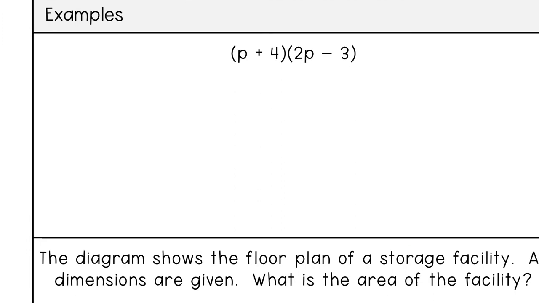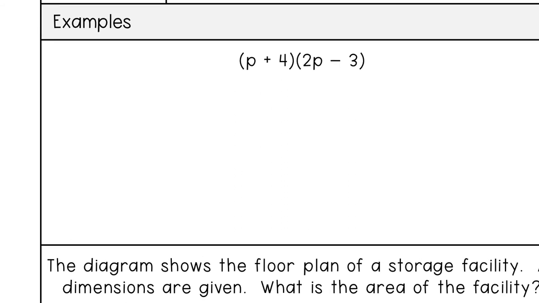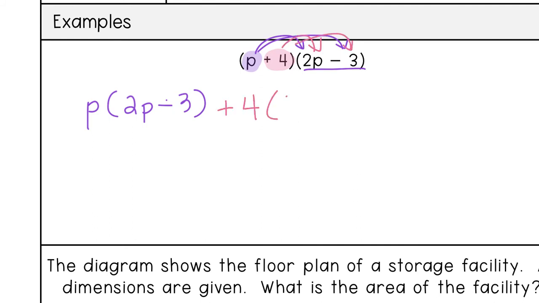Okay, so for this first one, let's do double distribution. So what we do is we get our first term p, and we want to multiply it to both terms that are in the other polynomial. So I'm going to write p and then times 2p minus 3. That was the second polynomial. Now I want to do the same thing with the other term. So now this plus 4, I want to multiply that to both terms here. So I'm going to write my plus 4 and then write that second binomial.